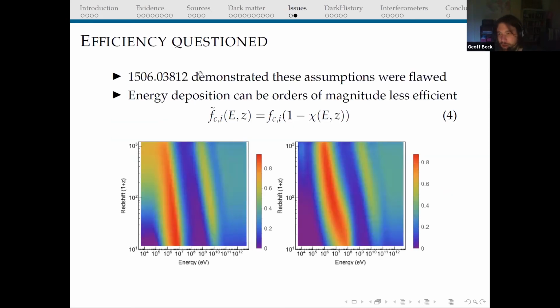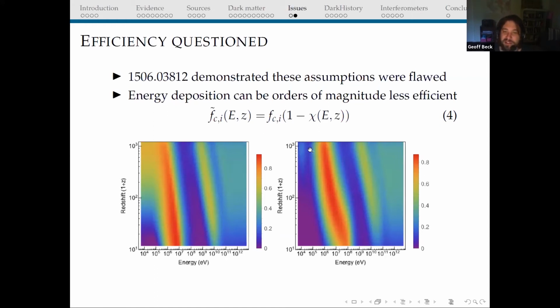The issues were demonstrated in around 2015 for the first time: lots of photons that people assumed would be going towards heat were actually going to be lost to continuum emission. So the heating is a lot less effective than people had assumed it should be. We can see here some plots illustrating this. These are plots of this correction function chi. We have a corrected efficiency, an original efficiency, and the correction chi. The closer chi gets to one, the worse our initial estimate of the efficiency was.